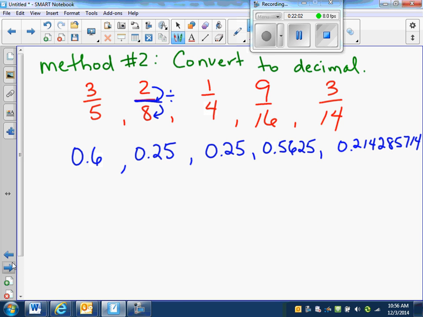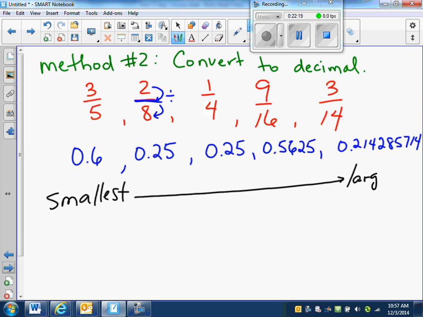If we look at these now right after the decimal, we've got a couple like 0.6, 0.25. We get two equivalent ones here, a 0.5625 and a 0.2143. So if we were going to organize these from smallest to largest, would you be able to go back to our original fractions now and place them? Which one would be the smallest one here? Riley? 3/14. Very good.